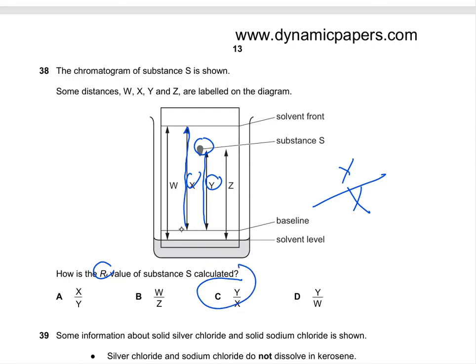We calculate the distance from the baseline. So W is wrong and Z is wrong.